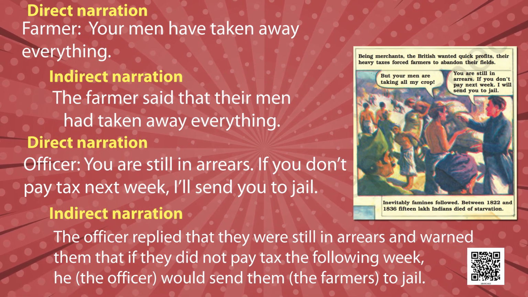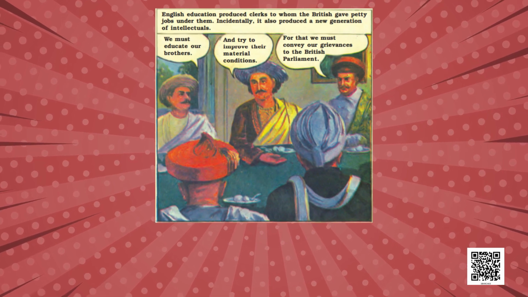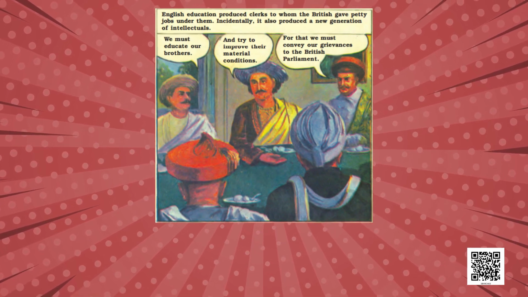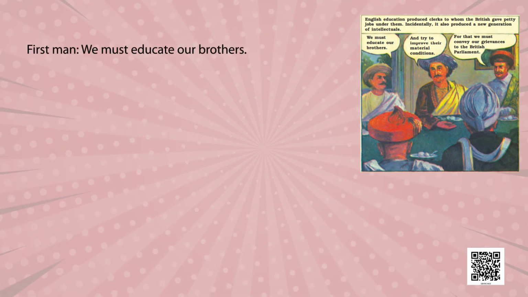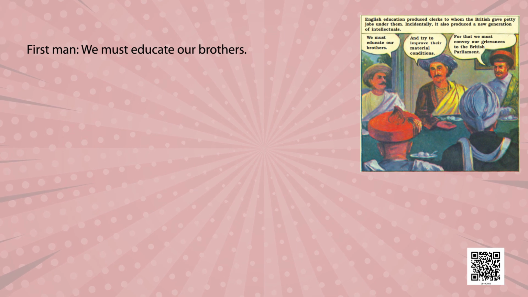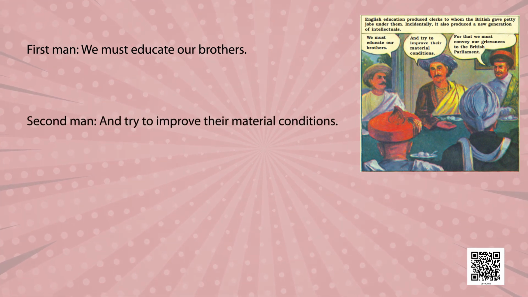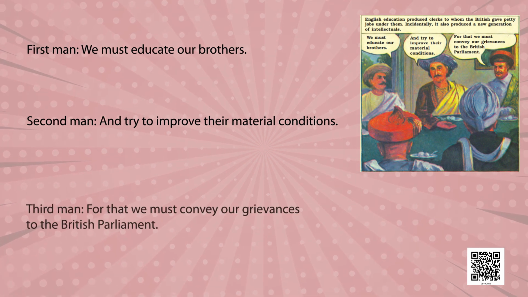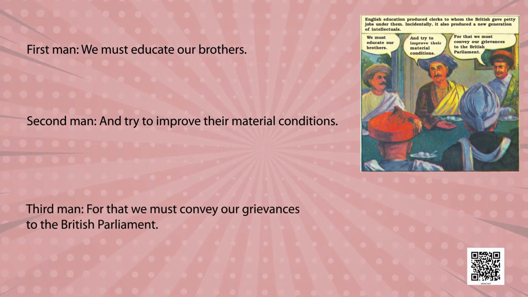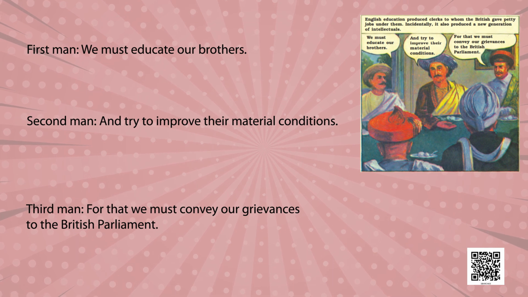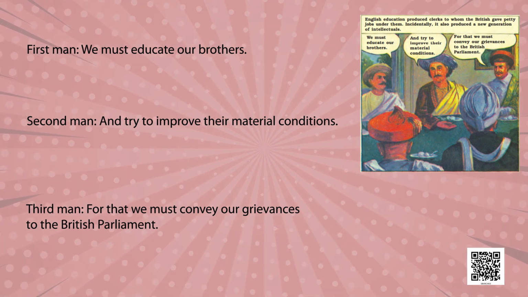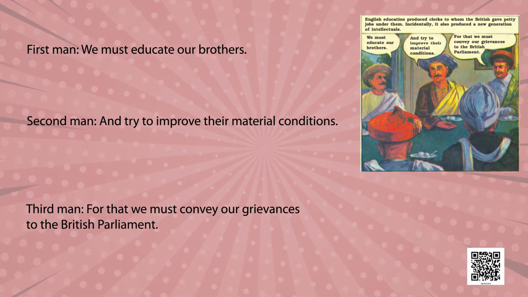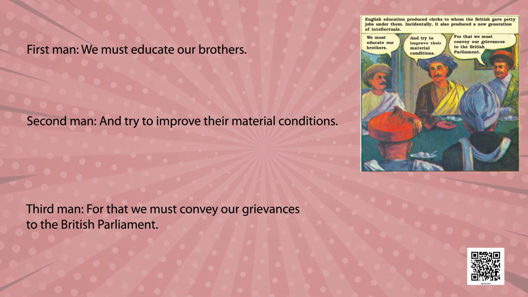Now, children, I would like you to practice the same. So, you look at this picture, we see three men talking to each other. The first man says, "We must educate our brothers." The second man says, "and try to improve their material conditions." The third man says, "For that we must convey our grievances to the British Parliament." Now, child, I would like you to put these words in the form of indirect narration.